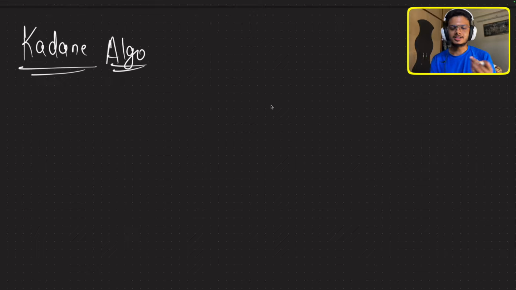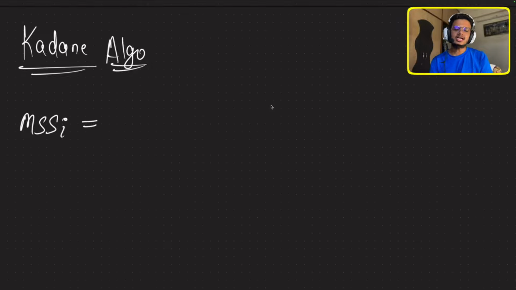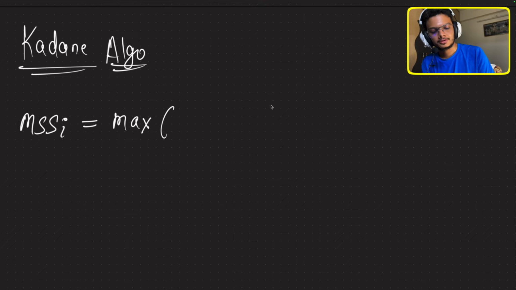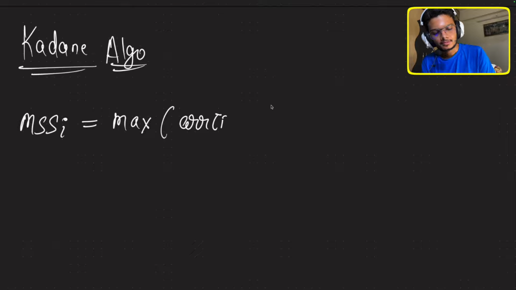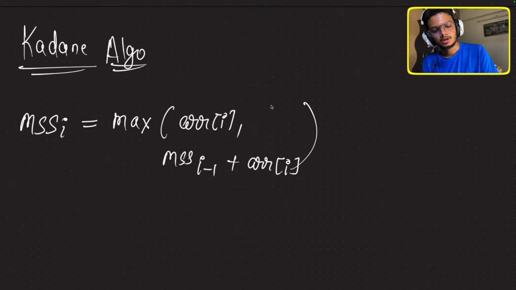Now, how does Kadane's algorithm work? It also relies on the fact that we want to find the maximum subarray sum ending at index i efficiently. So what Kadane's algorithm says is the maximum subarray sum ending at index i is equal to the max of arr[i], or the maximum subarray sum ending at index i minus 1 plus arr[i], right? This is what Kadane's algorithm asks you to do.